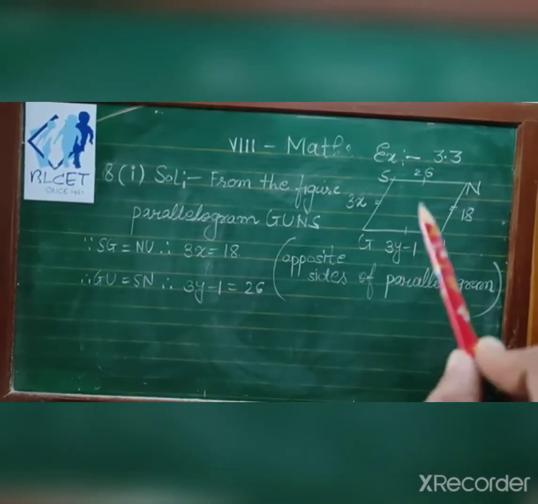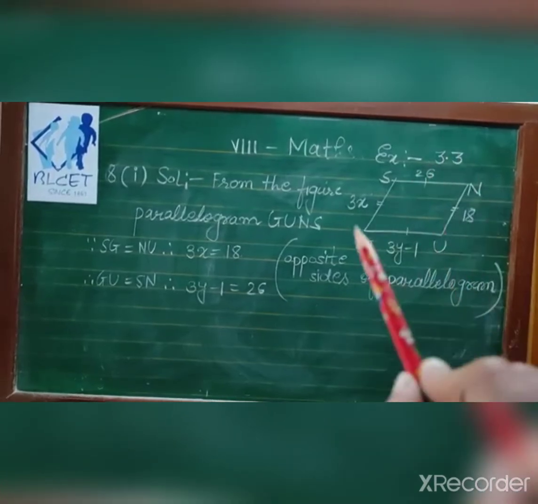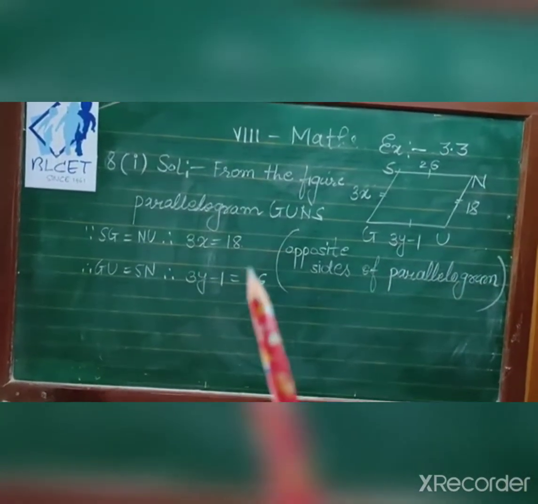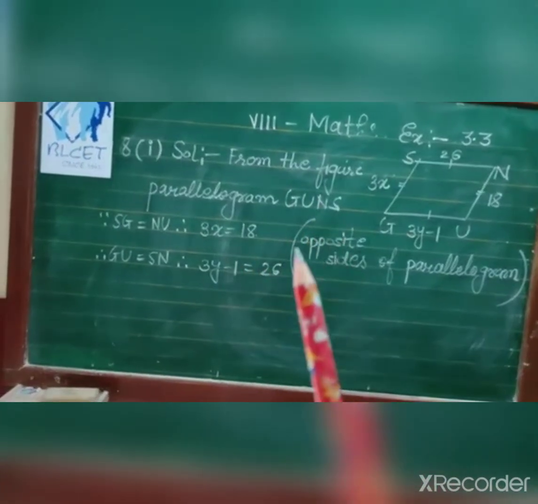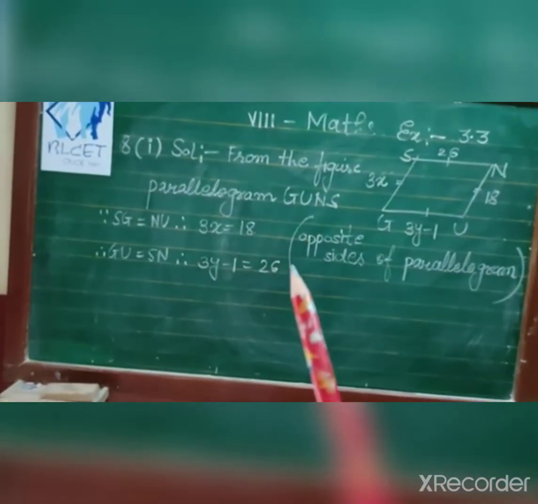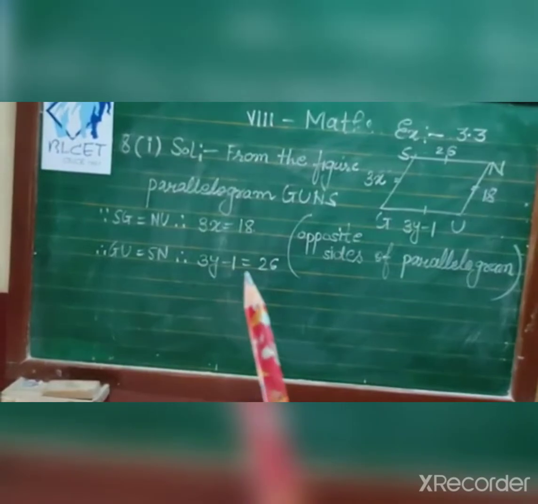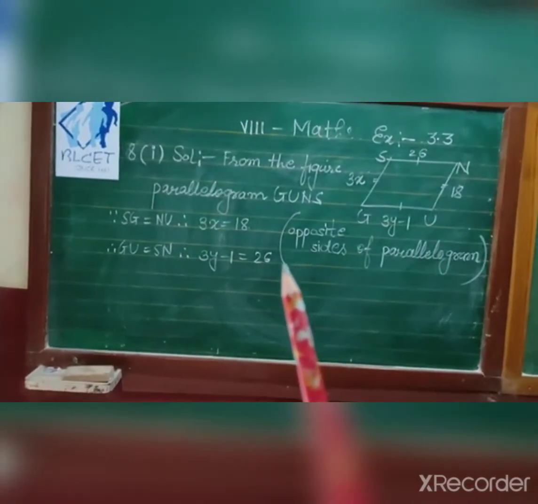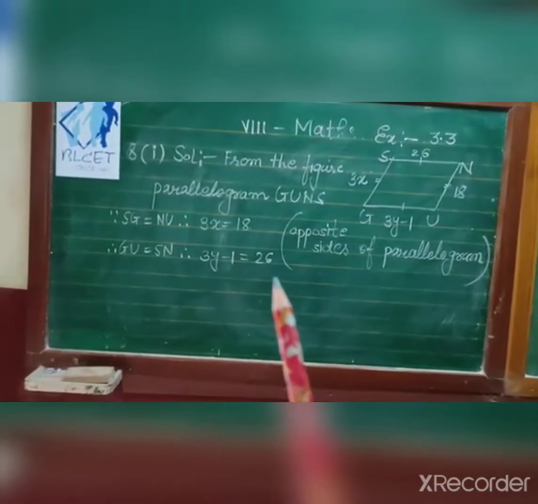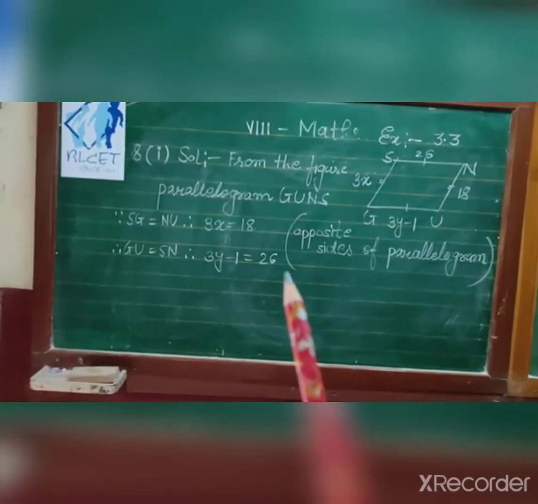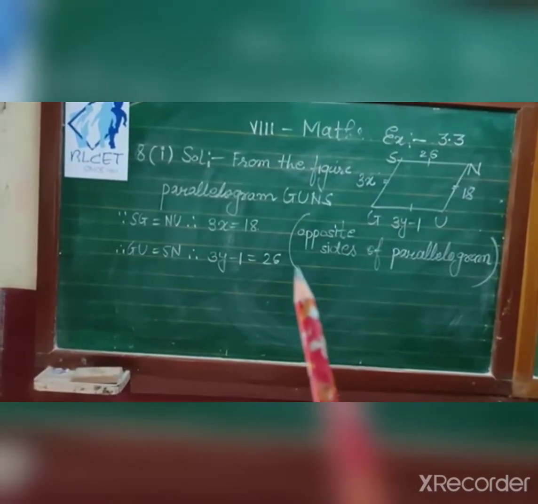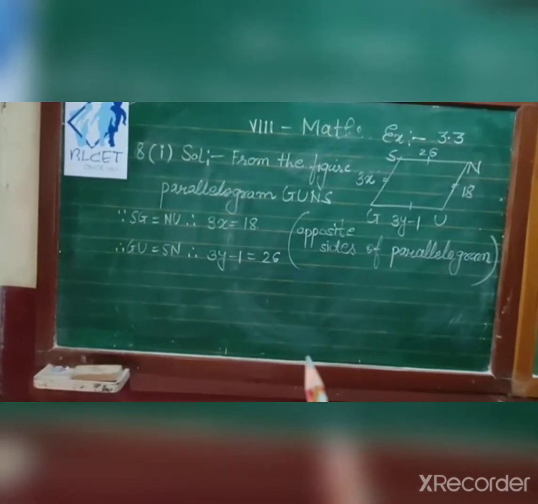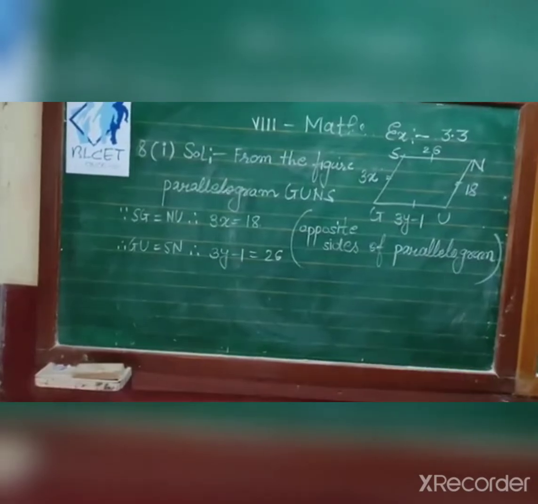That means 3y minus 1 equal to 26 and 3x equal to 18. 3x equal to 18, so after that you will solve. So x equal to 18 upon 3. So x equal to 6 and 3y minus 1 is equal to 26. So 3y is equal to 26 plus 1, so 3y is equal to 27 and y equal to 27 upon 3. So you will change into mixed integer.